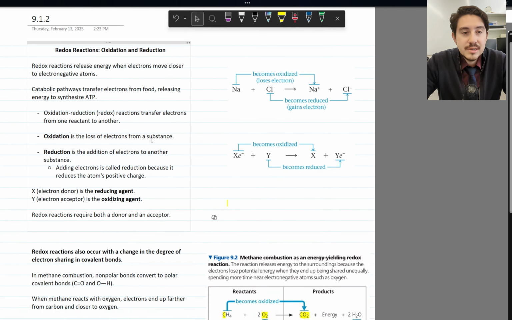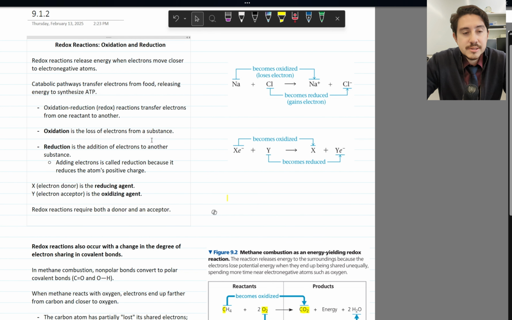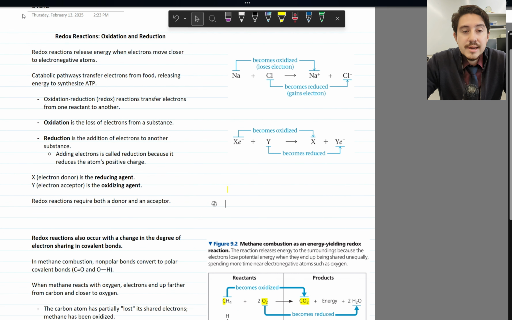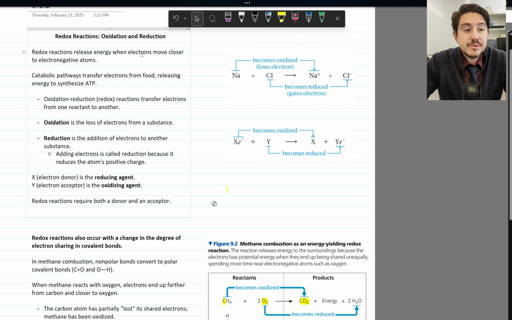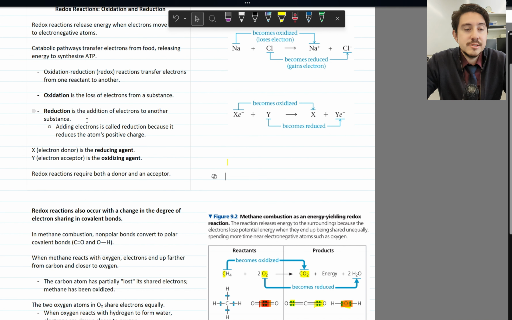All right. Before going into cell respiration, we do need to talk about some concepts, mainly redox reactions. So you have oxidation and reduction reactions. Okay, and redox reactions, as you probably have seen in chemistry class, they release energy when electrons move closer to electronegative atoms. Catabolic pathways transfer electrons from food, releasing energy to synthesize ATP.